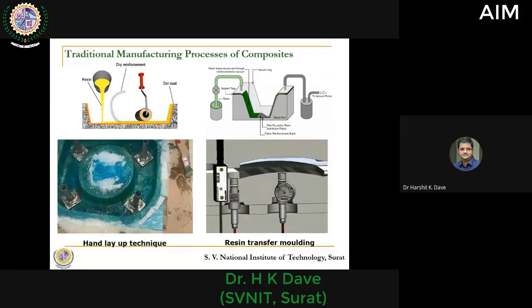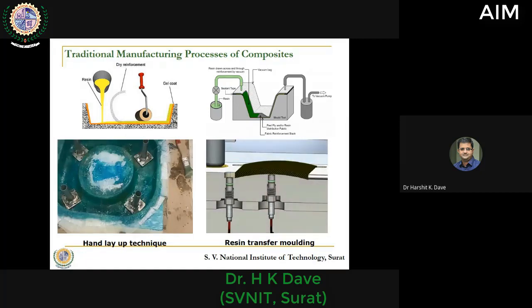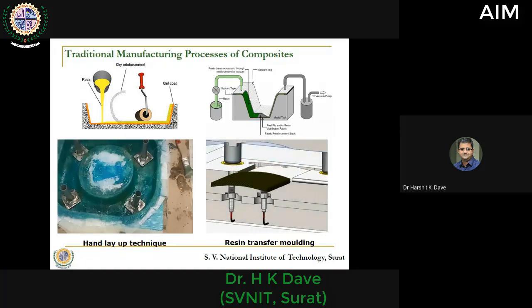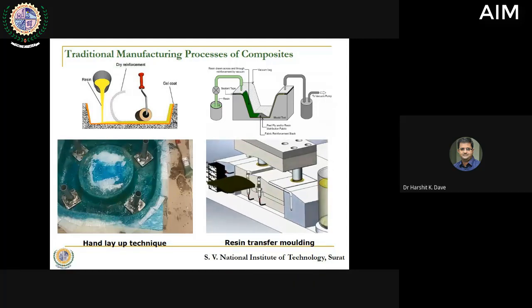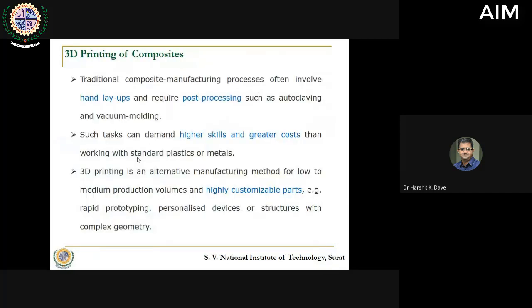Against that, recently resin transfer molding processes, be it under pressure or under the effect of vacuum, are also leading processes as on date. Here a mold is created and the fabric is placed into it, and then the resin is passed either under the effect of pressure or it is spread inside under the effect of vacuum. So this is how the resin transfer molding process works. In either of these processes, as I said, we need some sort of post-processing like autoclaving and vacuum molding.